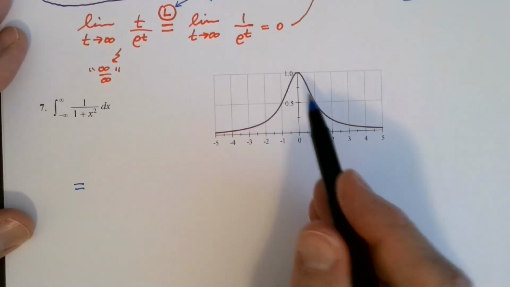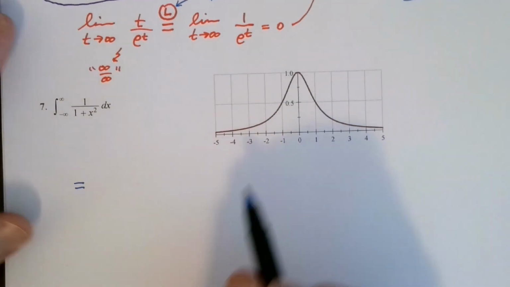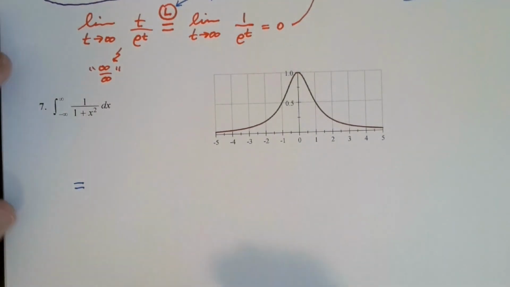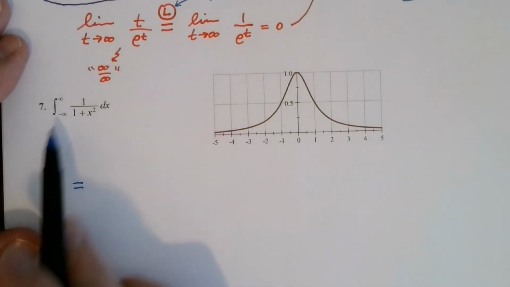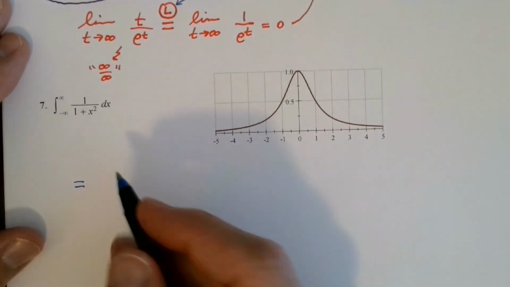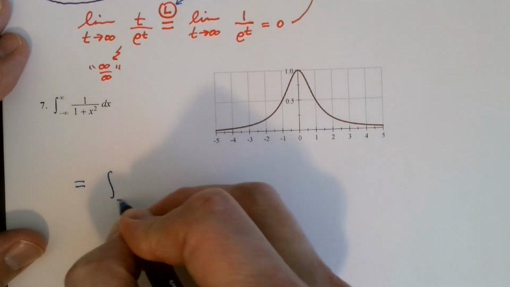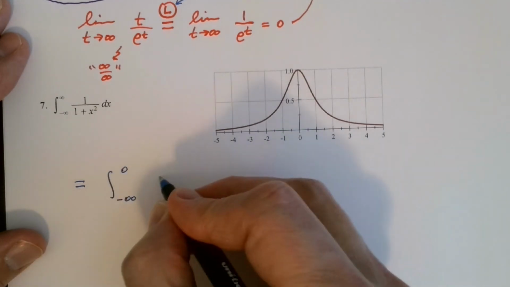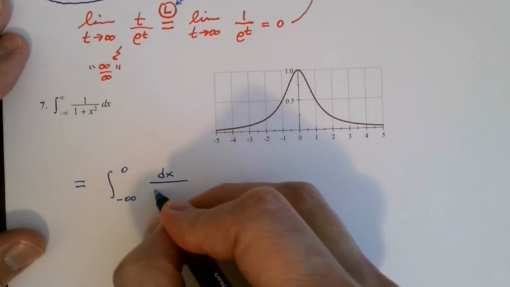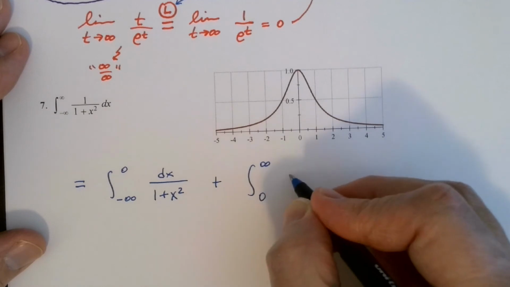Looks like it's similar to a bell curve, and so there are many distributions like this: the Gaussian distribution used in normal distributions, and lots of probability calculations involve functions that look like this over infinite intervals. But I'm going to pick 0 in this case. In other words, I'm going to look at the integral from negative infinity to 0 of dx over 1 plus x squared, and add to it the integral from 0 to infinity.